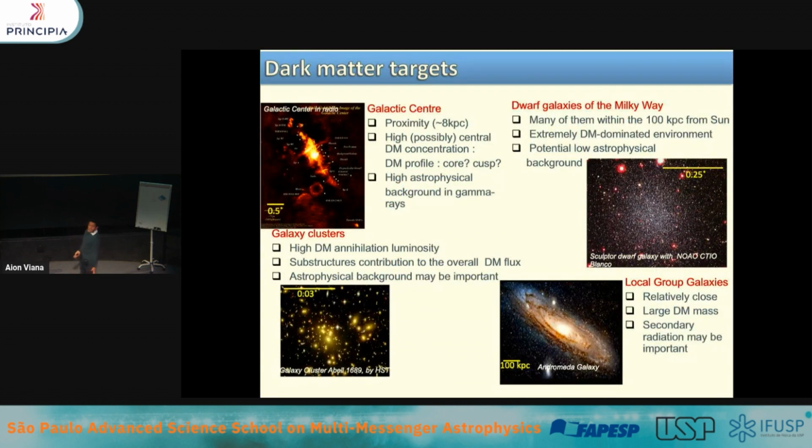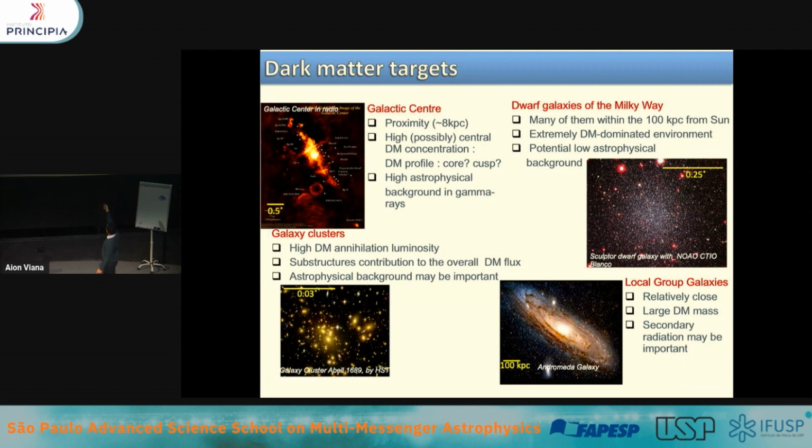Now, we have several targets where we can look for dark matter. We have the galactic center, which has the advantage of being very close to us, so it has a very high concentration of dark matter. We have this problem of not knowing if it's a cuspy profile or a cored profile. And we also have a lot of non-thermal emitters in the galactic center. So it's a very tricky region to look for dark matter, but it's supposedly the place where we expect the highest flux of dark matter annihilation in the galaxy, in the universe even, for us.